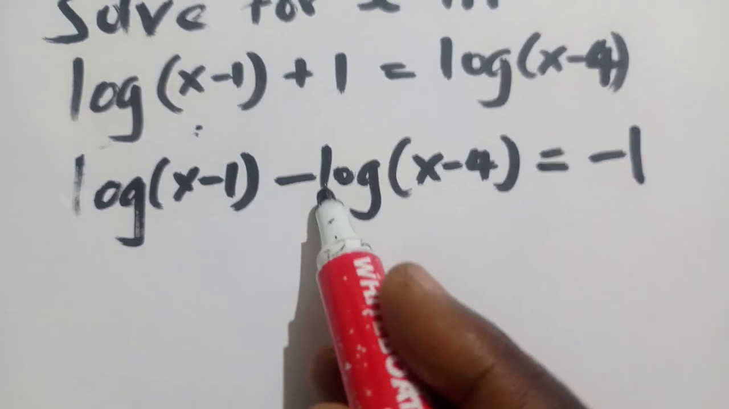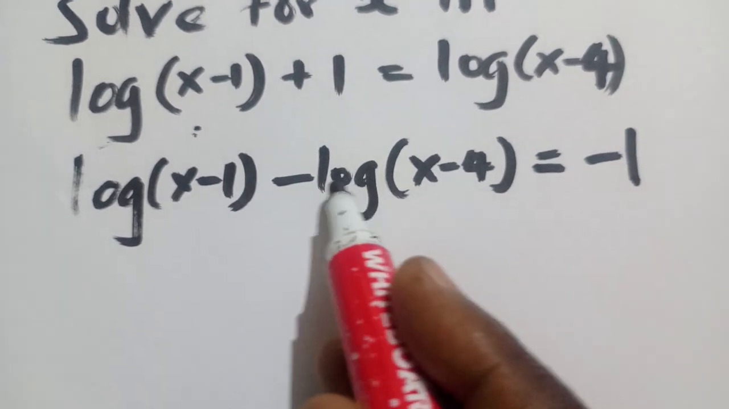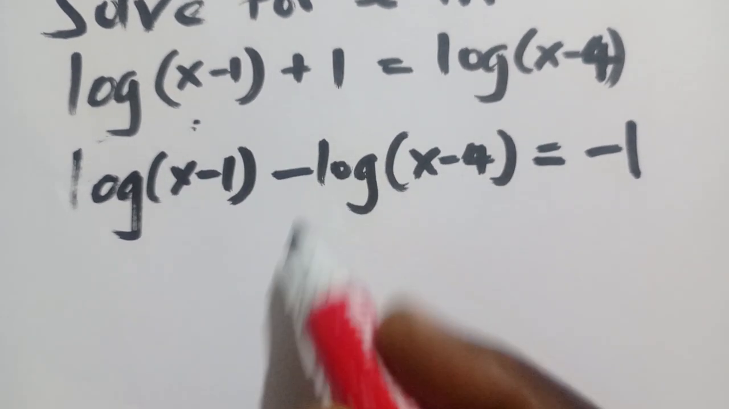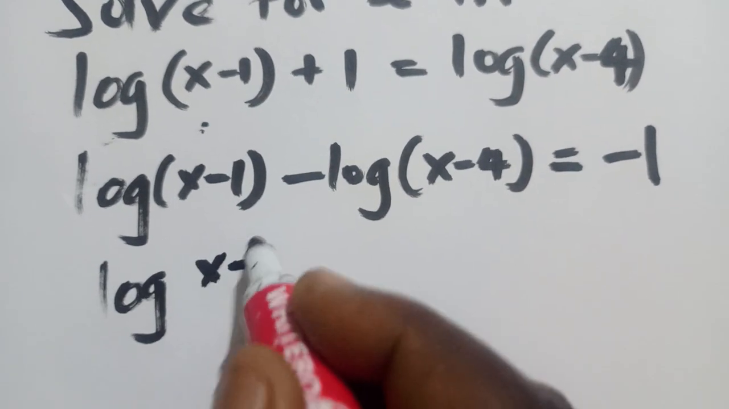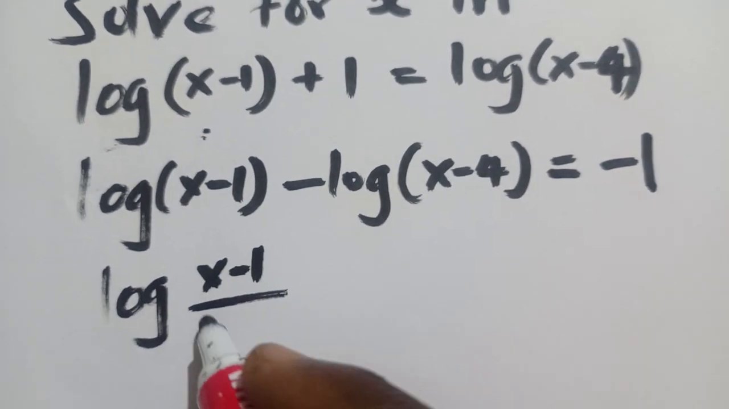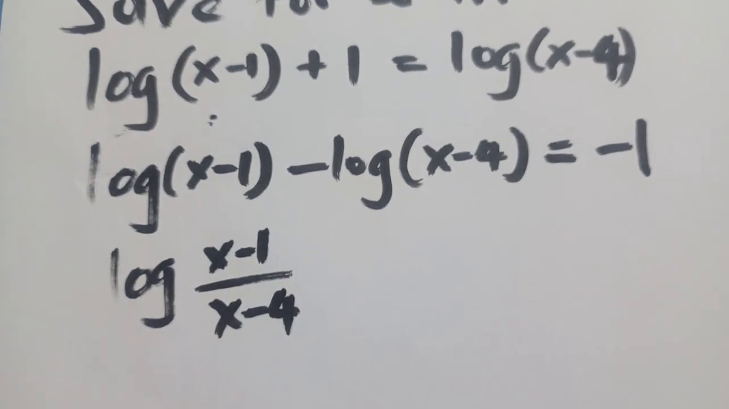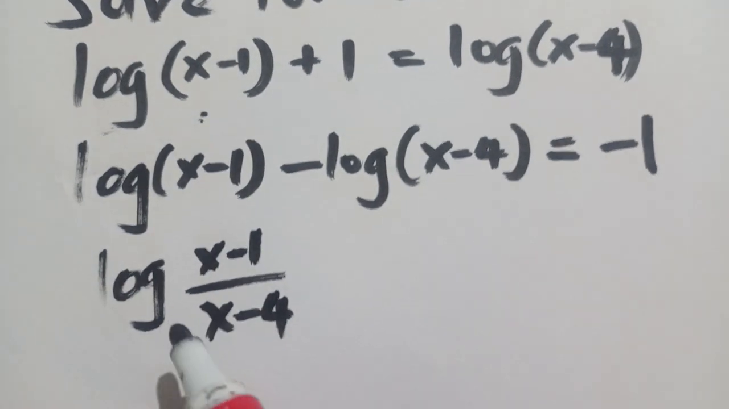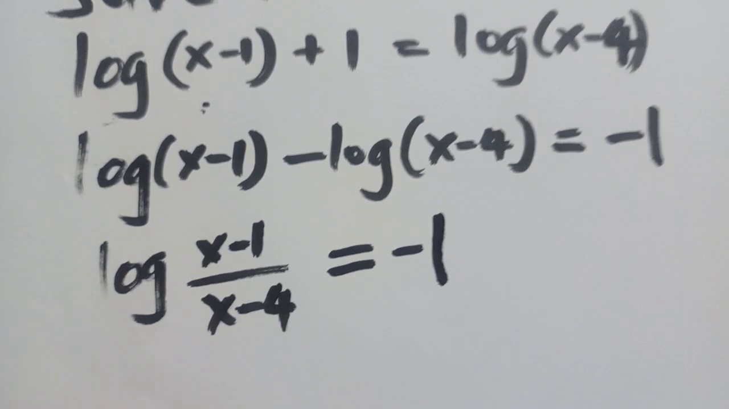Because we are subtracting, this means division preceded this step. So if we do a reverse process of what we have here, it would mean that we have log of (x minus 1) divided by (x minus 4). Because whenever we subtract log, it means previously there was division. And this is what we now equate to negative 1.